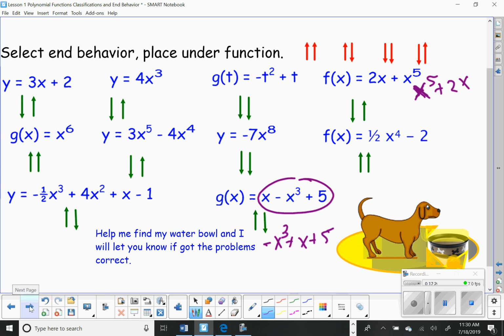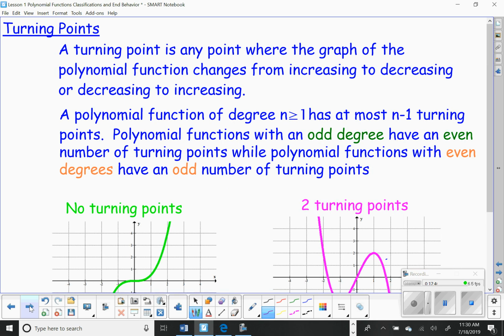And end behavior, recognizing what the end behavior of a graph is supposed to look like, will very quickly help you to understand which graphs could possibly represent your polynomial function and which graphs absolutely cannot. Now, turning points. A turning point is any point where the graph of the polynomial function changes from increasing to decreasing, or decreasing to increasing. So, there's increasing, there's decreasing.